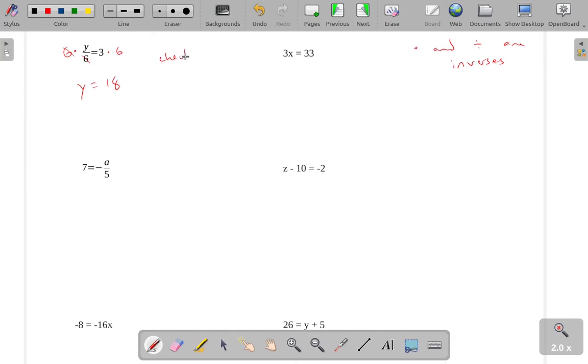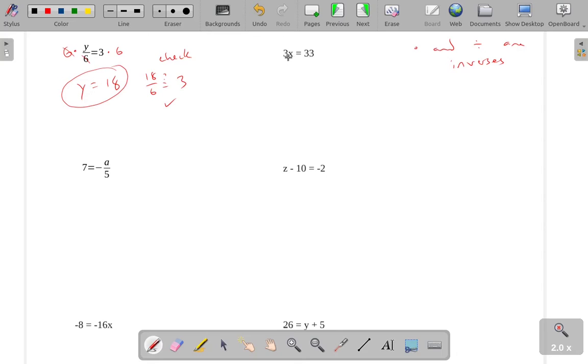Let's check this. 18 divided by 6 equals question mark 3. That's a true statement. Yeah, 18 divided by 6 equals 3. So our solution here, y equals 18. I'm confident in that. On this question, we have 3 times x equals 33.